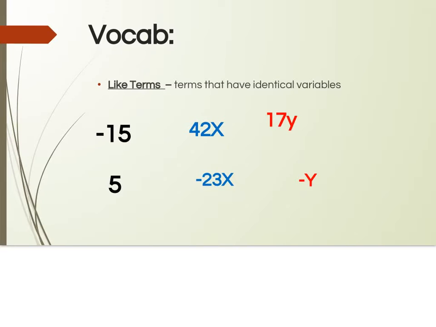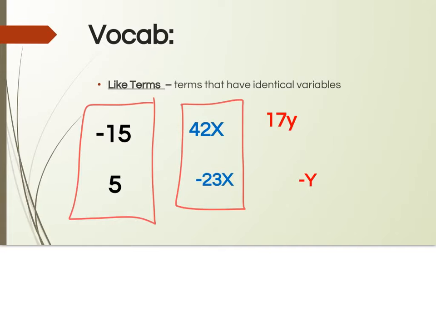Like terms are terms that have identical variables. They are the same. So you will see the negative 15 and the 5 are both constants that do not have letters with them, so they are like terms. 42x and negative 23x are like terms because they both have an x variable with them. And 17y and negative y are like terms because they both have a y variable with them.